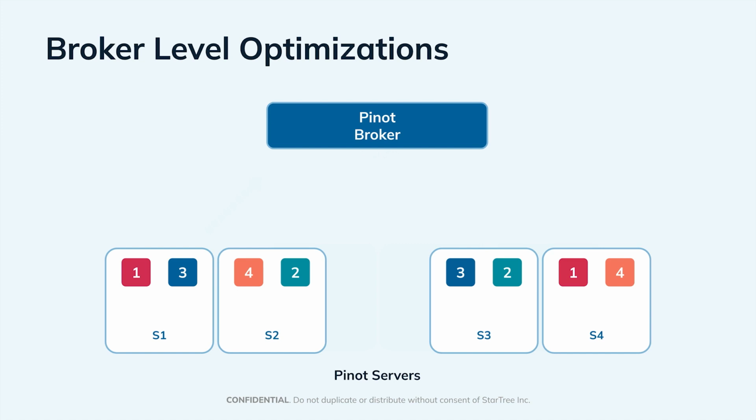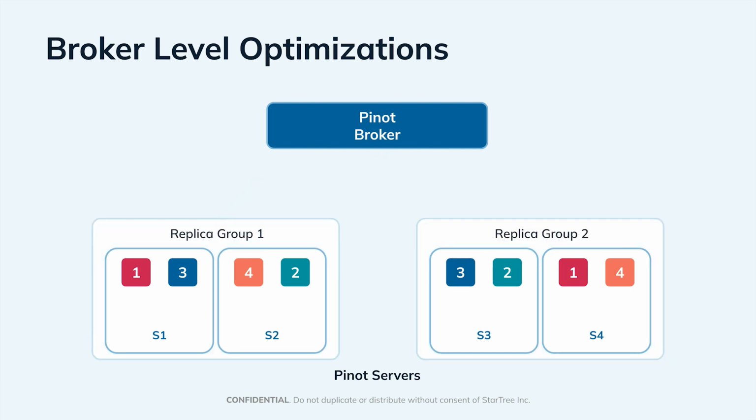A third thing that you can do at the broker layer is to reduce the fan out. The fan out is basically how many servers you're trying to reach for answering a query. Another concept that Pinot has is called replica groups. This is not really a broker concept. This is a way to assign segments amongst the available servers. A replica group is basically a collection of servers that contains a full copy of the segments in the table.